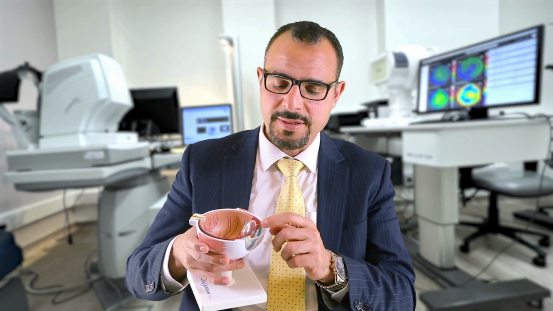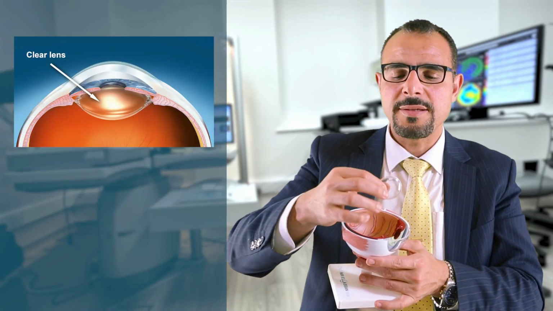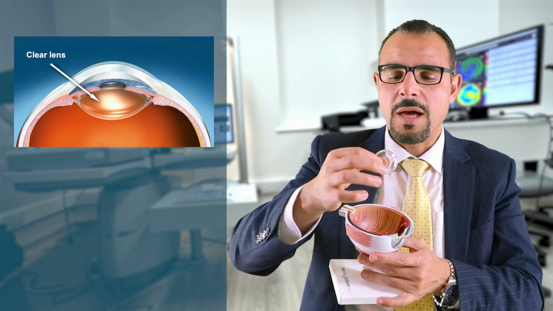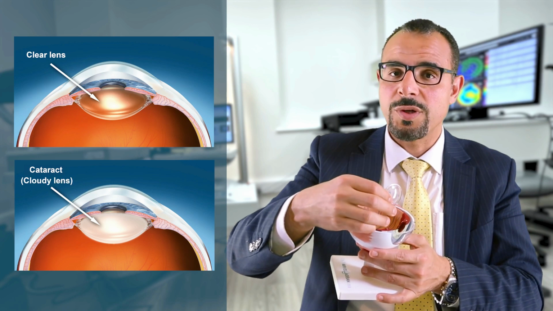So this is the cornea, which is the clear front part of the eye. And this is the iris, which is the colored part of the eye. And this is the lens, which sits behind the iris. The main function of the lens is to focus light, which passes through the eye into the retina, to create a sharp image on the retina. Normally, the lens is crystal clear, and when this lens becomes misty or foggy, this is what we call cataract.